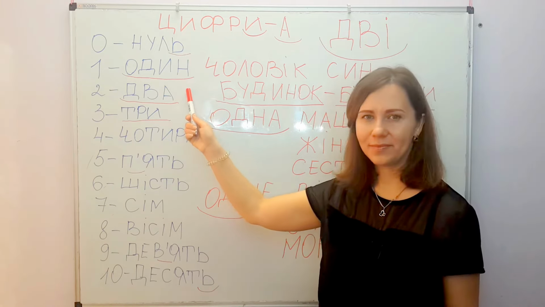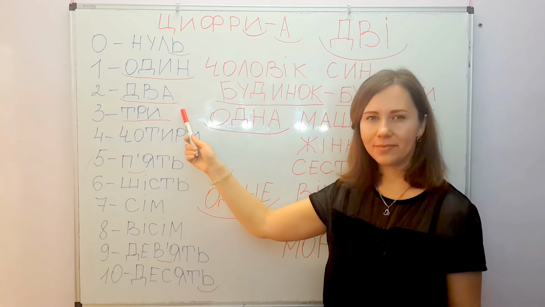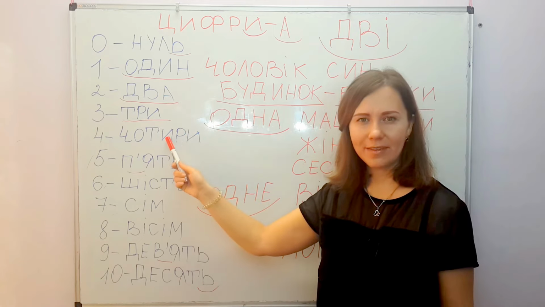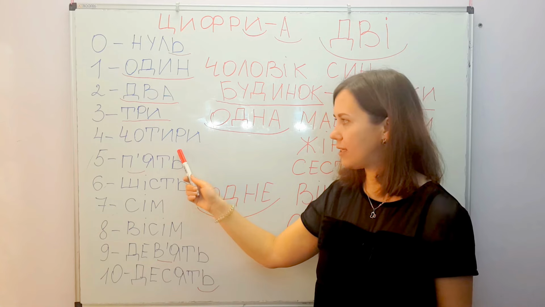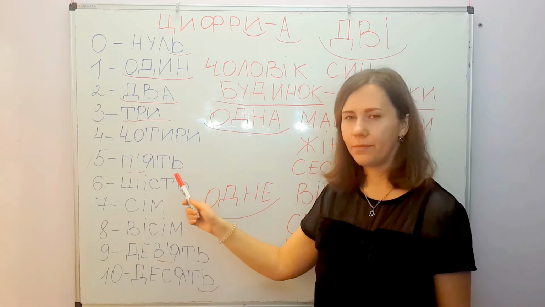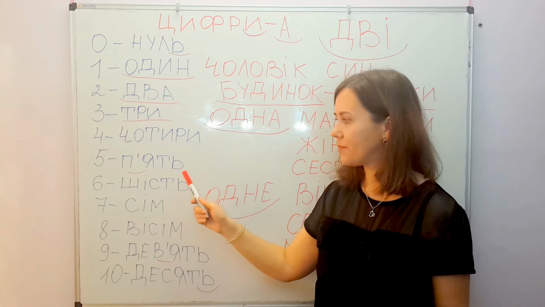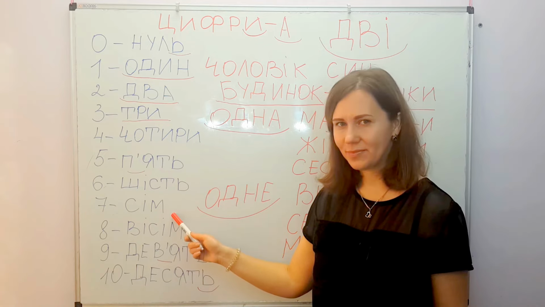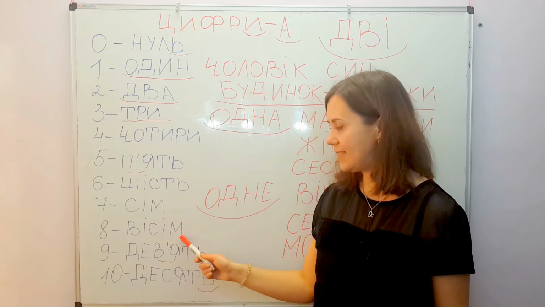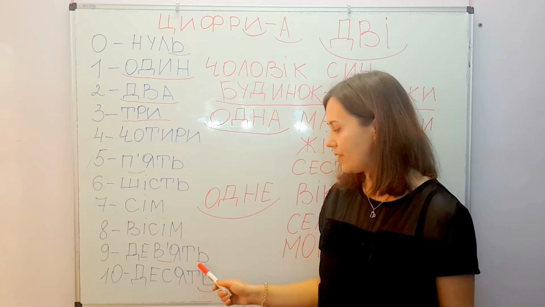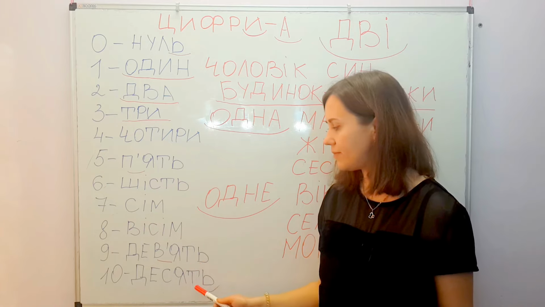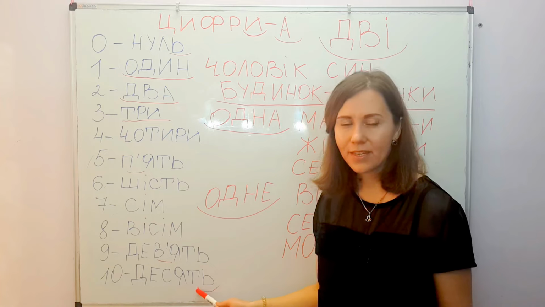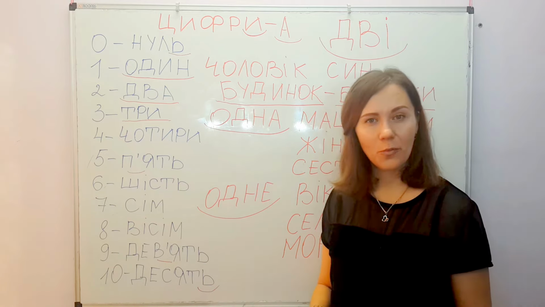Let's count again. Нуль. Один. Два. Три. Чотири. П'ять. Шість. Сім. Вісім. Дев'ять. Десять. So that's it what I have for this topic today.